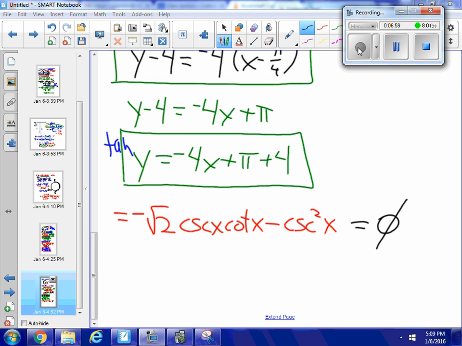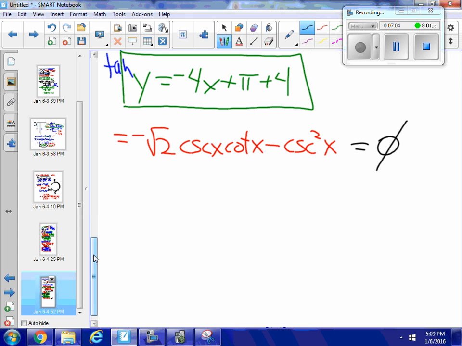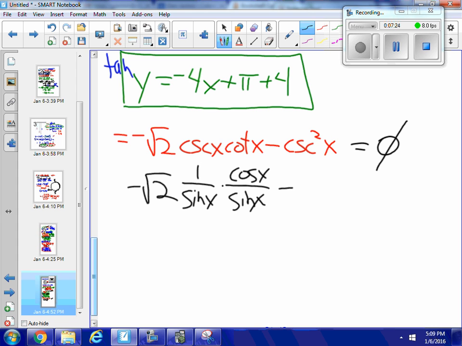Well, when I do these kind of problems, I like to go back to sine and cosine to get rid of these cosecants and cotangents. So I'm going to have negative radical 2. Cosecant is the same thing as 1 over sine x, and cotangent is equal to cosine x over sine x. And I'm subtracting 1 over sine squared x, and I'm setting that whole thing equal to 0. So let's multiply this out and see if I can come up with anything helpful.